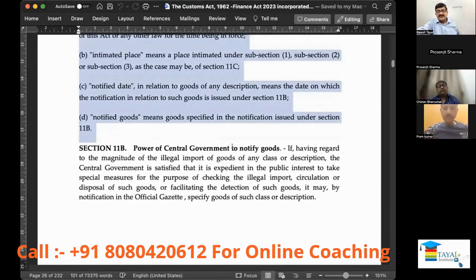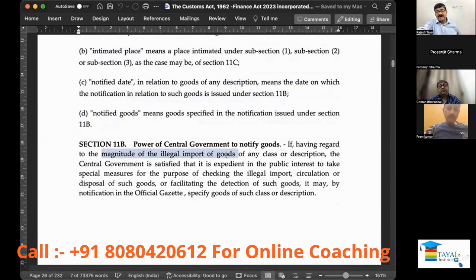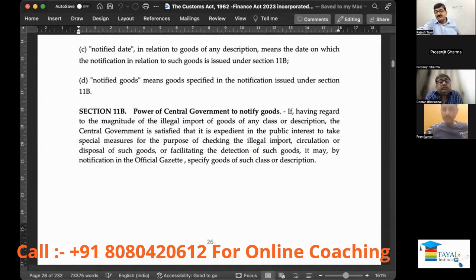And then comes power of the central government to notify the goods, that looking at the intensity of the demand and magnitude of the illegal import, the government can declare certain goods which are likely to be smuggled. And the objective is the purpose of checking the illegal import. So I told you checking means stopping. So this checking is not verification. The checking means stopping the illegal import, circulation, or disposal of the goods, and facilitating detection of the goods by notification. So up to this point, we had already discussed.